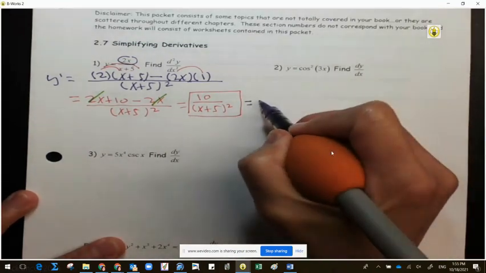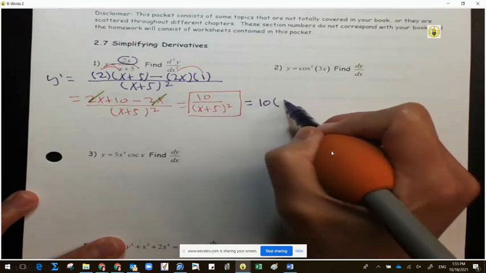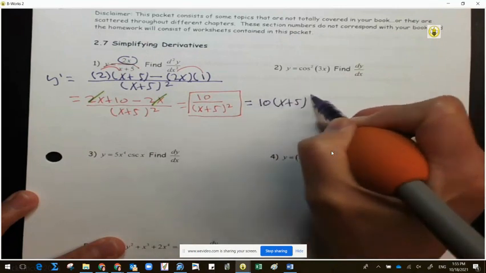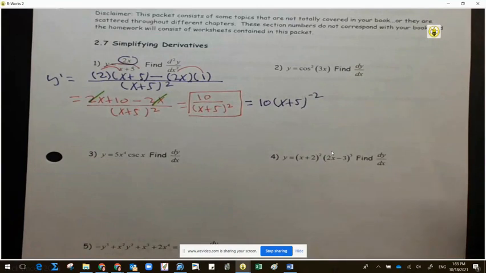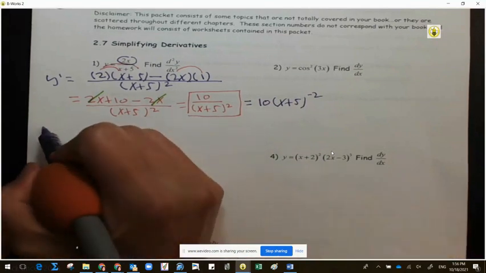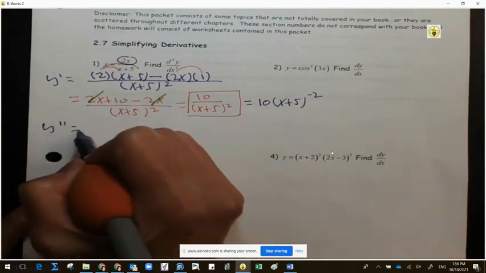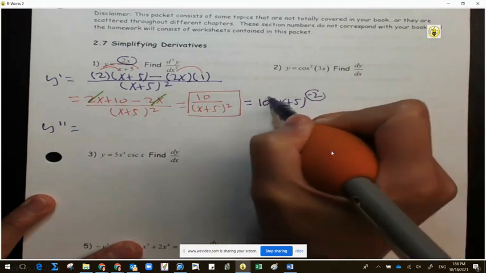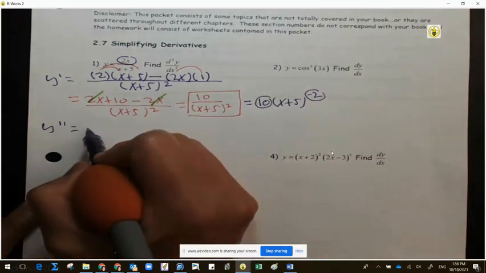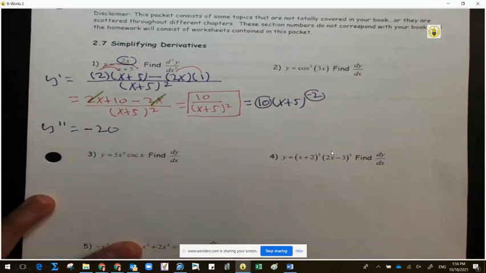Now here's what I would do for this piece to make my life not miserable. Let's rewrite this so that I have this in a product formation. Because when I write it with a negative 2 on the power, all I need to use is a power rule. So for my second derivative, what do I do with my power and my coefficient? Multiply them, so I get negative 20.